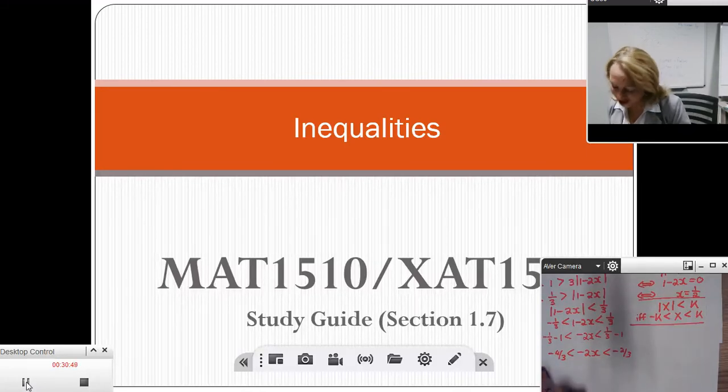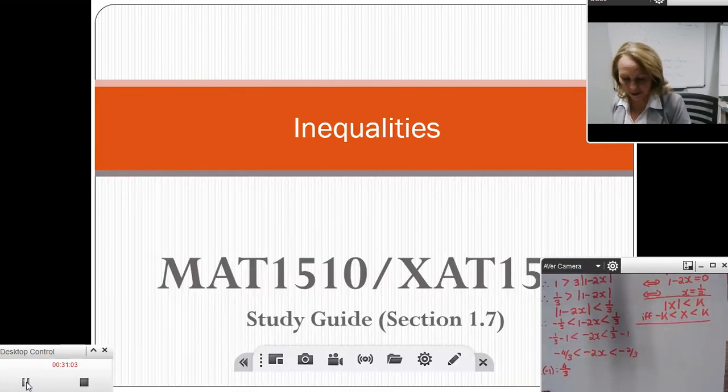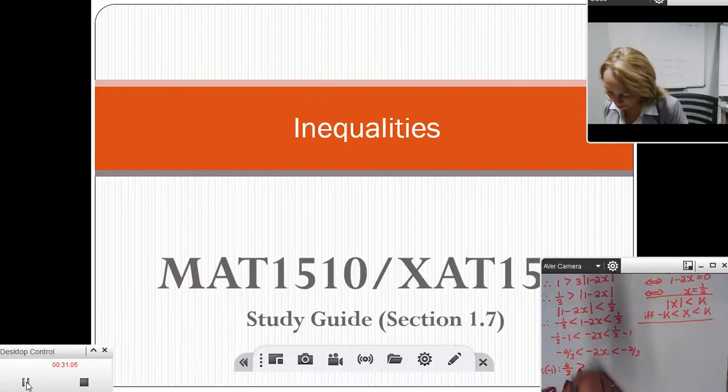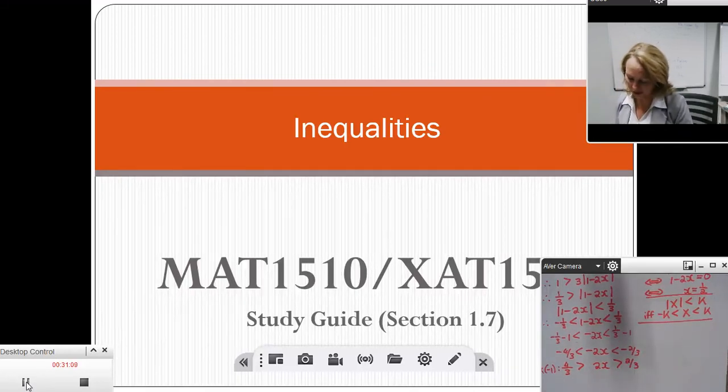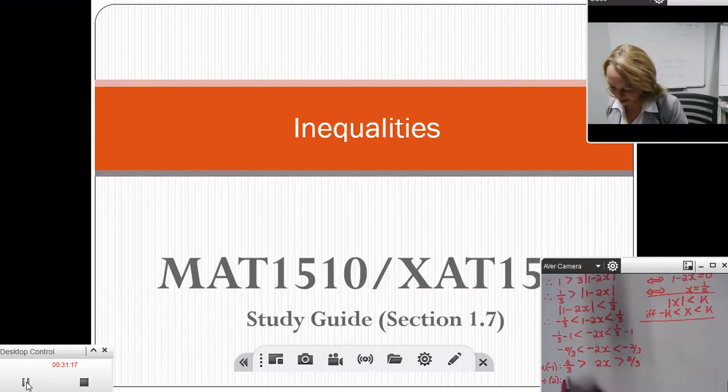So let's change all of these to positive signs by multiplying the inequality throughout by negative 1. But just a word of caution, if we're going to multiply everything by negative 1, then we've got to remember to change our inequality signs around. Now, we will have no problem in dividing our inequality by 2 because 2 is positive.